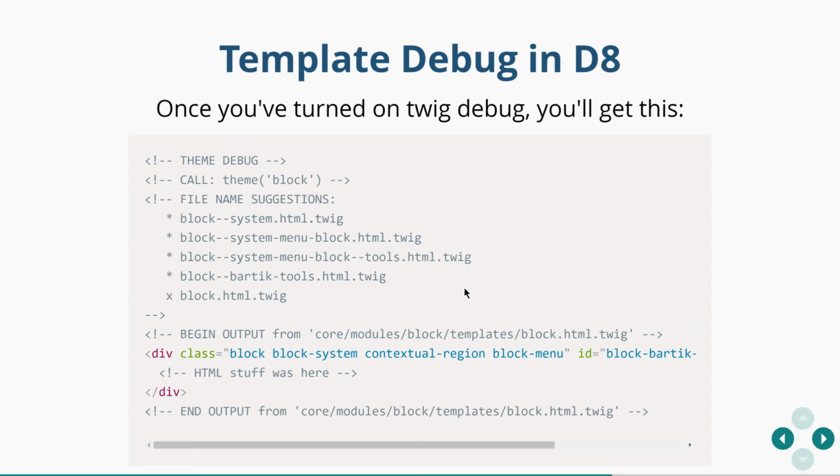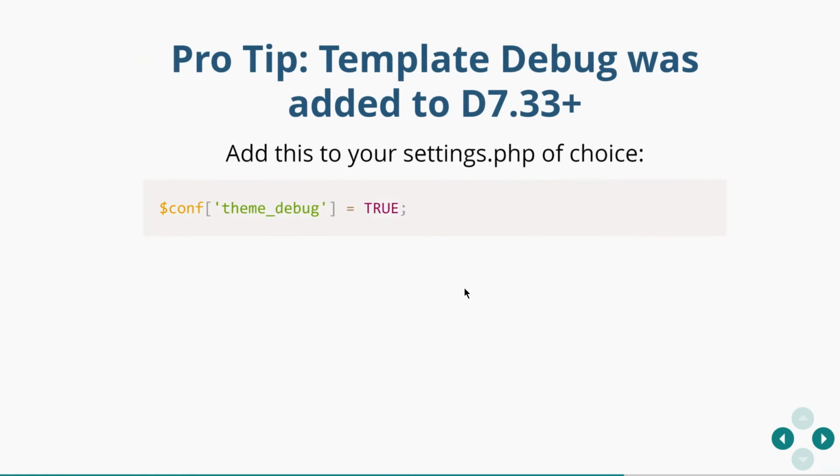Which block.html.twig file did you use? Oh, it's right here. It's core/module/block/template/block, blah, blah, blah. So you know exactly where your markup's coming from. It is beautiful. And you know exactly how to override it with all the options available to you. And then it obviously has the markup for the block, and then at the end it says this is where that template ends, and it gives you that template path again. It is beautiful. It brings a tear to my eye.